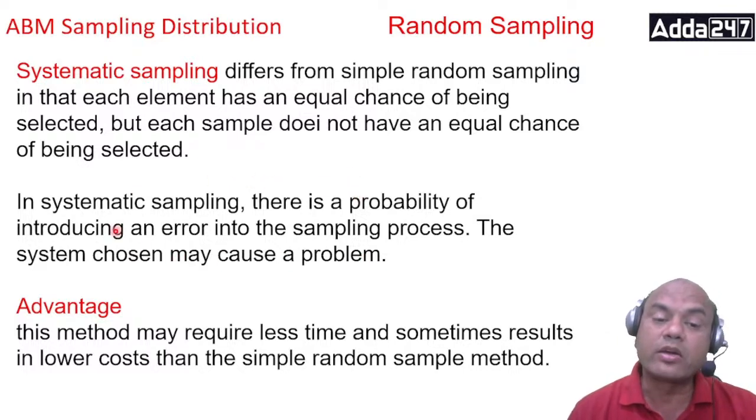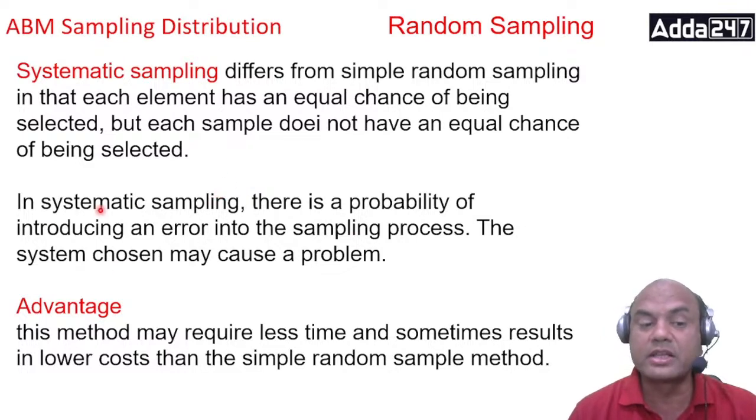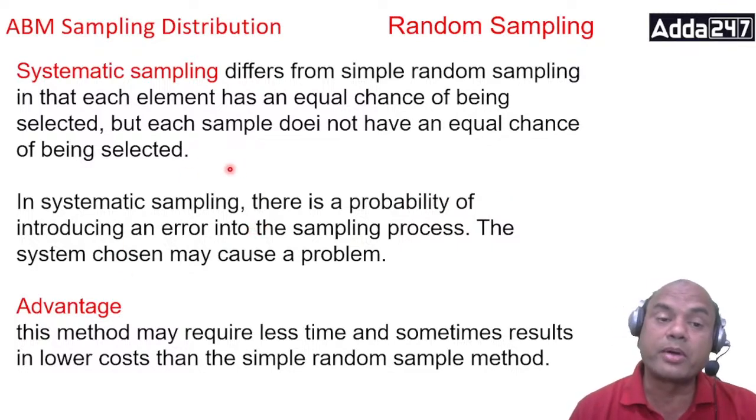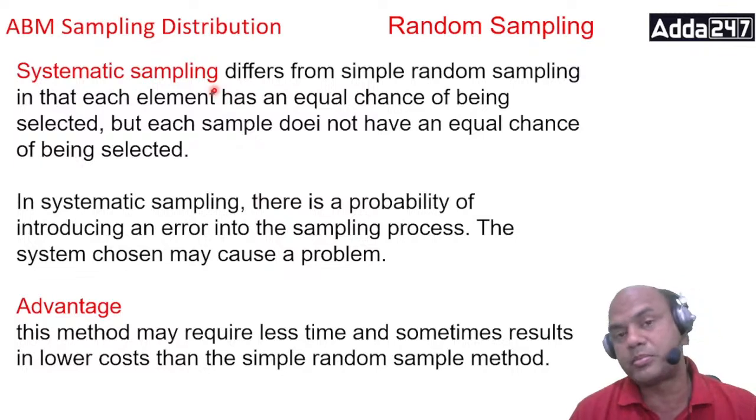Now, these are the complete the following or match the following questions. They'll give you systematic sampling, then on the other side, they'll give you the probability of introducing an error. This is an important part of systematic sampling. Remember this from the match the following or theoretical part.